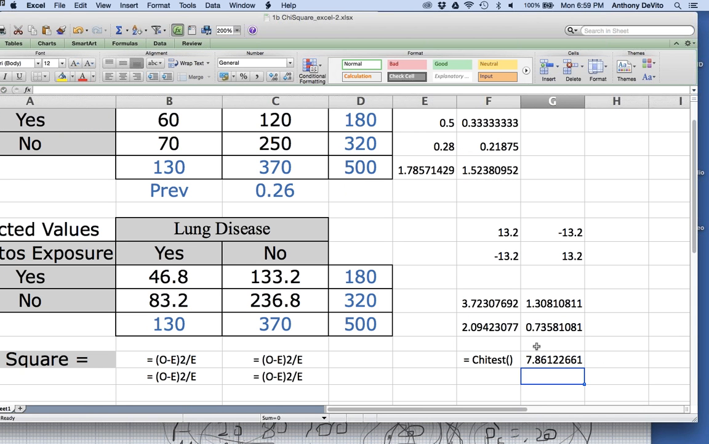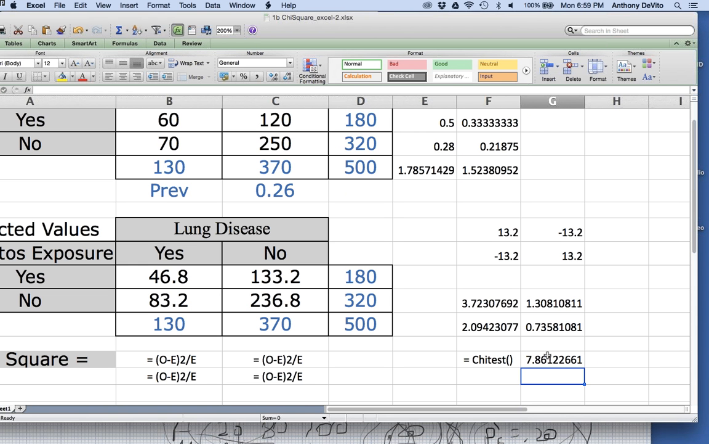Okay, and my total comes out to be 7.86. That is the value for my statistic, which we're going to call chi-square, right? Chi, Greek letter, big letter X with a square on it. That is going to be my chi-square value.